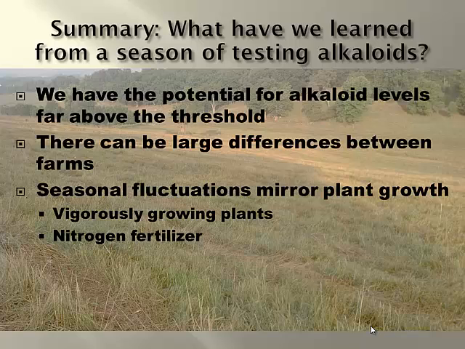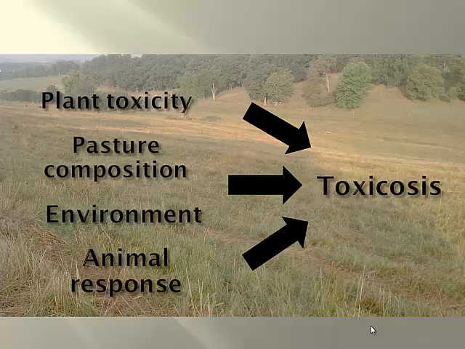In summary, what have we learned from one season of doing this alkaloid testing? One, we have the potential for alkaloid levels that are far above any threshold that you would draw, whether that's 0 or 500. We've got some pretty hot stuff out there. There can also be large differences between farms and fields, and that's due to 500 different factors that are pretty difficult to tease apart. We also saw that seasonal fluctuations mirror plant growth. Whenever we saw vigorously growing plants, due to rain and the right temperatures and nitrogen, we saw very high alkaloid levels.